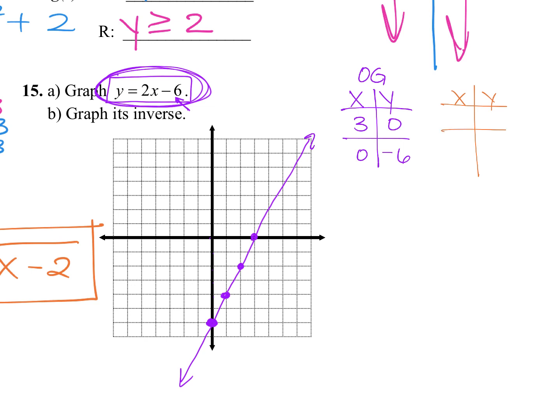I just flip the points over that y equals x. That's great too. Yep, flip it over the line y equals x. So for this one, it would be (0, 3) and (-6, 0). Well, (0, 3) is here. (-6, 0) is here. So that would be this line. Okay, that's all you got to do. No need to rearrange the original equation. Flip your x's and your y's and you're good to go.